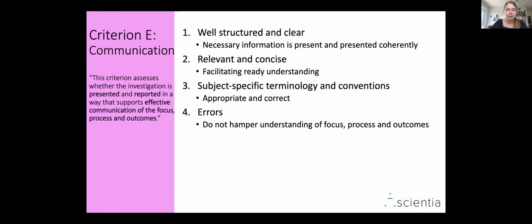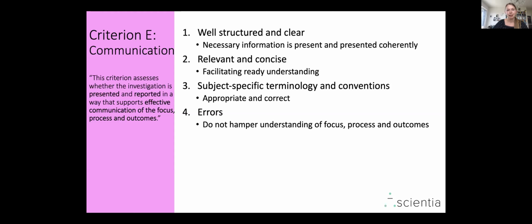And then lastly, communication. This is another holistic criteria, so it's assessed throughout your IA. And basically it's about how well structured and clear your presentation is. So the necessary information needs to be present and presented coherently. This is really important because the marker that's marking your IA is not going to spend a lot of time on it. So the more clearly you've presented your information and the easier it is to look at and understand, the better you're going to get marked, essentially, not just for this criterion.